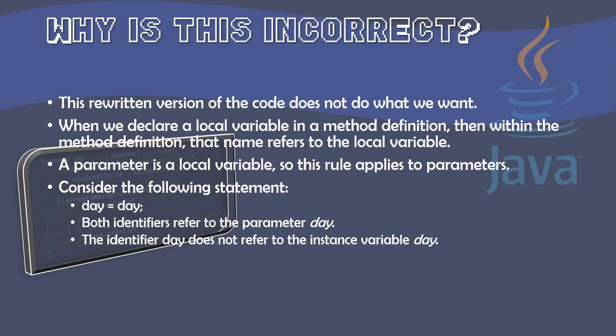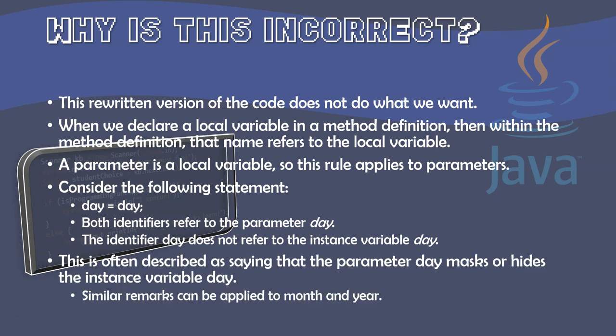So if we look at the following statement, let's say we say day equals day. Both identifiers in this case are referring to the parameter day, because it's looking at that local variable first. The identifier day does not refer to the instance variable day. This is often described as saying that the parameter day masks or hides the instance variable. And the same remarks can be applied to month and year.